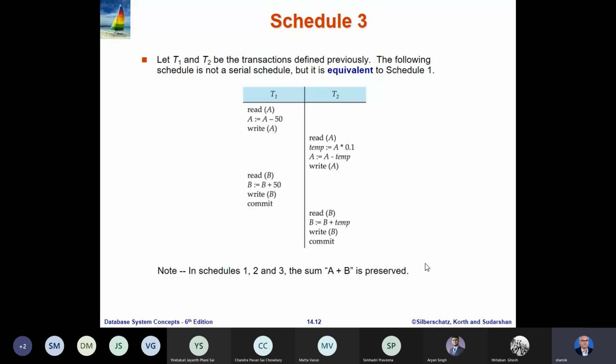So you see that in this example, what has happened? This is a different schedule. We call it schedule 3. It is a concurrent schedule of the same transactions with the same instructions. But you see that we have allowed concurrency. Okay. And what has happened?